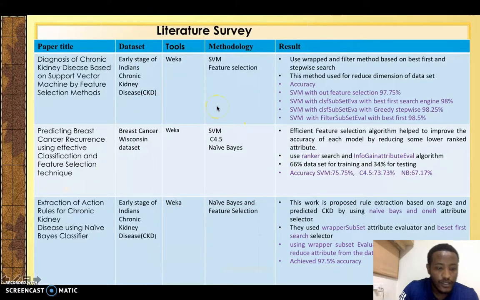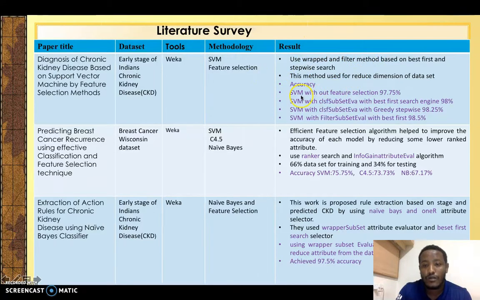In our literature survey, we have observed more than 20 papers, but we present 3 papers because of the time. The first paper is diagnosis of chronic kidney disease based on support vector machine by feature selection. It uses the early stage Indian chronic kidney disease data sets. They used WEKA. The methods are support vector machine and feature selection. They used wrapper and filter methods.